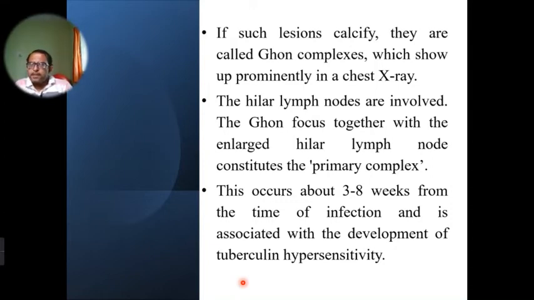Here, in this primary type of tuberculosis infection, the hilar lymph nodes are involved. The Ghon focus together with the enlarged hilar lymph node forms the primary complex. This primary complex formation occurs about 3 to 8 weeks from the time of infection and is associated with the development of tubercular hypersensitivity. We can detect whether that person is tubercular sensitive or not. If sensitive, then some kind of immunity has developed in these persons also.